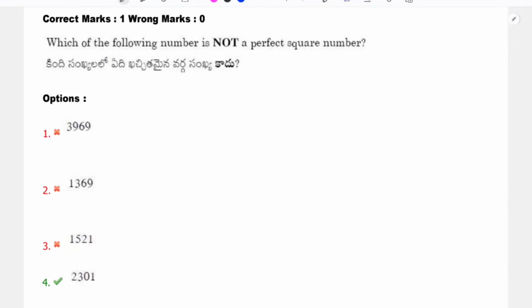Which of the following is not a perfect square number? Now this is somewhat lengthy. I have made a separate video, or you can check any video on the internet on how to find the perfect square or square root of a number. Then easily you know, right? So perfect square means a number, for example 16 is a perfect square.